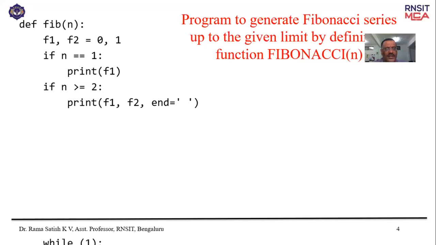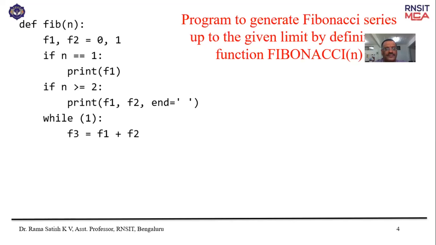And you write a while loop. I think you know the while loop very well. A while loop works with a true condition. If the condition is true, it keeps on executing the loop. And in the while loop, you find the next Fibonacci number F3. F3 is equal to F1 plus F2. So now F1 has to shift to F2. Sorry, F2 has to shift to F1.